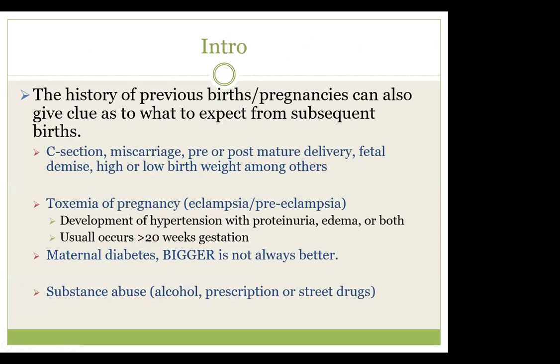So when we have a mom coming in and you know you're going to delivery, the one thing you want to really pay attention to is their history of previous births and pregnancies. It can give you a clue as to what to expect from subsequent births. For example, if they had a C-section before, once you have a C-section, it's rare for an OB to let you do a VBAC or vaginal birth after cesarean.